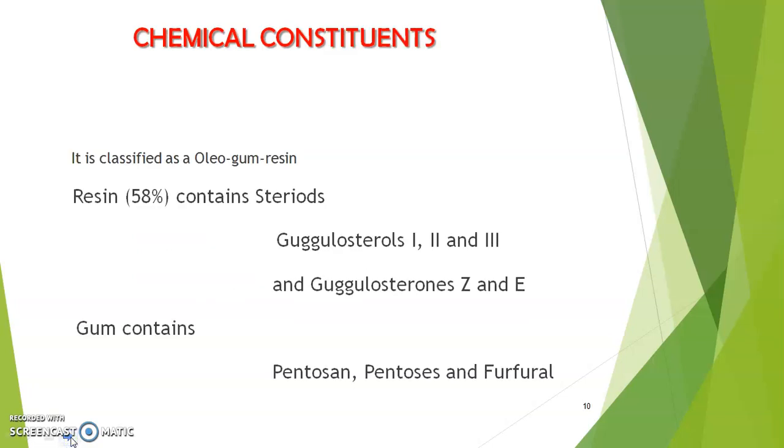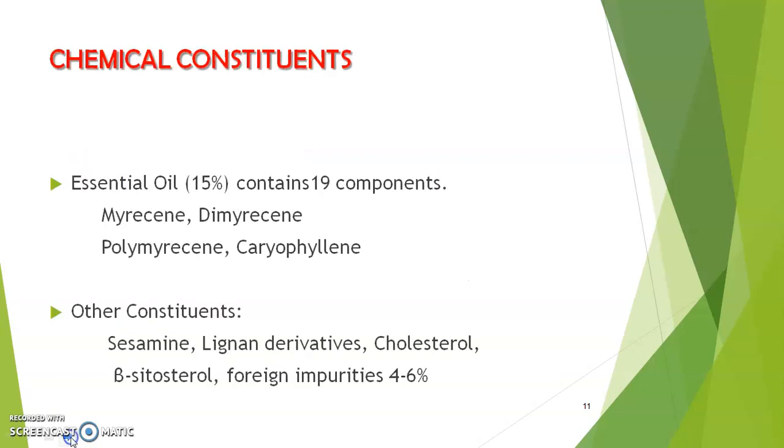Chemical constituent: it is classified as oleogum resin. It contains 58% resin that contains steroids, and steroids are guggulsterol I, II, and III, and guggulsterone Z and guggulsterone E. Gum contains pentosan, pentoses, and furfural. Essential oils 15%. It contains 19 components. It includes myrcene, dimyrcene, polymyrcene, caryophyllene. Other constituents are sesamin, lignan derivatives, cholesterol, beta sitosterol. Foreign impurities are about 4 to 6%.